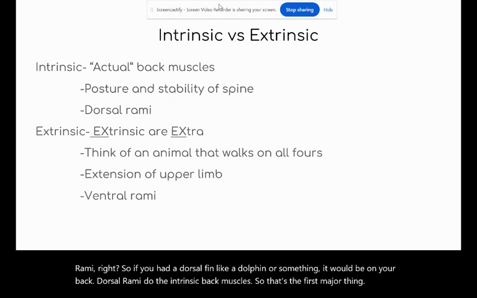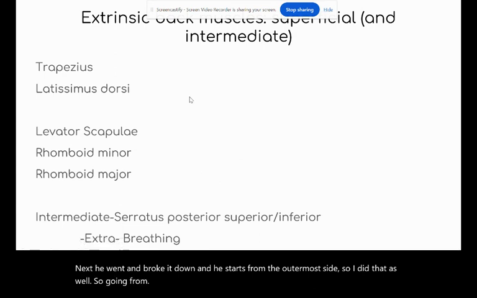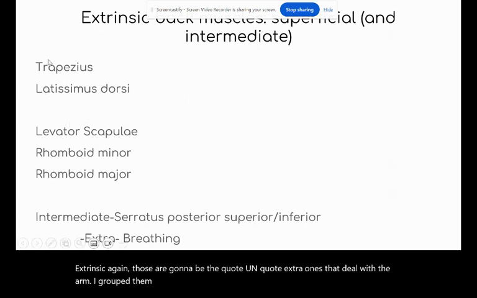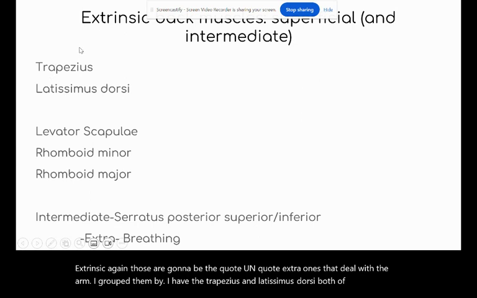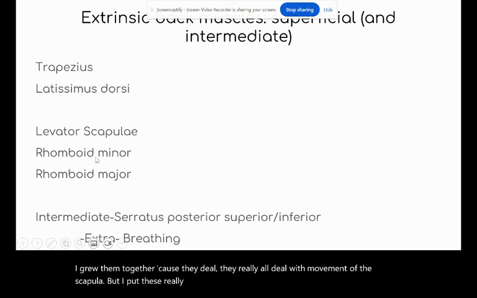Next, he broke it down, and he starts from the outermost side. So I did that as well. So going from extrinsic, again, those are going to be the quote unquote extra ones that deal with the arm. I have the trapezius and latissimus dorsi grouped together. Both of these I grouped together because they really all deal with movement of the scapula. But really importantly, I put these ones together because they all share the same innervation and blood supply.